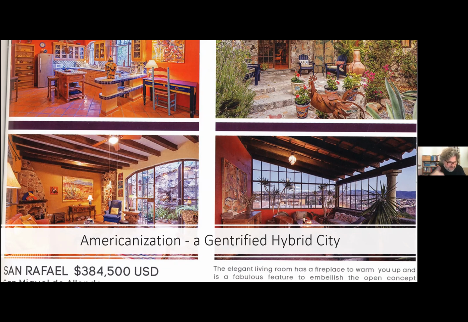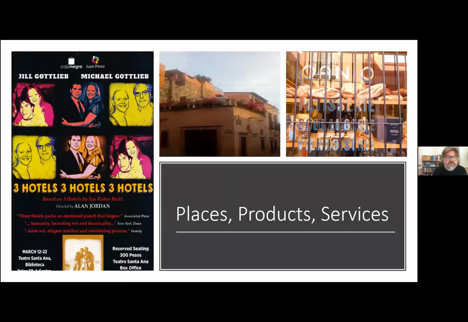So there is a kind of hybrid between this historic Mexican city that has been preserved for tourism and certain elements of Americanization, which I'll begin to look at in terms of places, products, services, the use of the English language, which all form, with various other components, an established US community. So in terms of places, products, services, the local government, and this has been over decades, has very much supported the American migrants through infrastructure such as highway, water, electricity.